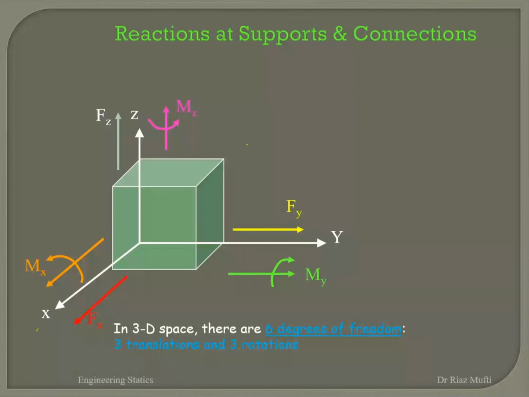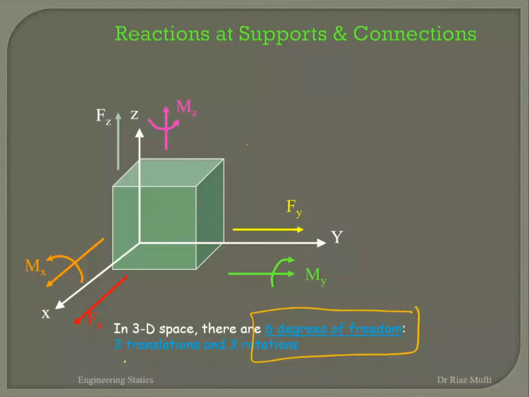So I can also rotate in all 3 axes. I can rotate the object here along the Y-axis. I can rotate the object here along the X direction, and I can also rotate the object here along the Z direction. So in simple words, a 3D object has got 6 degrees of freedom.